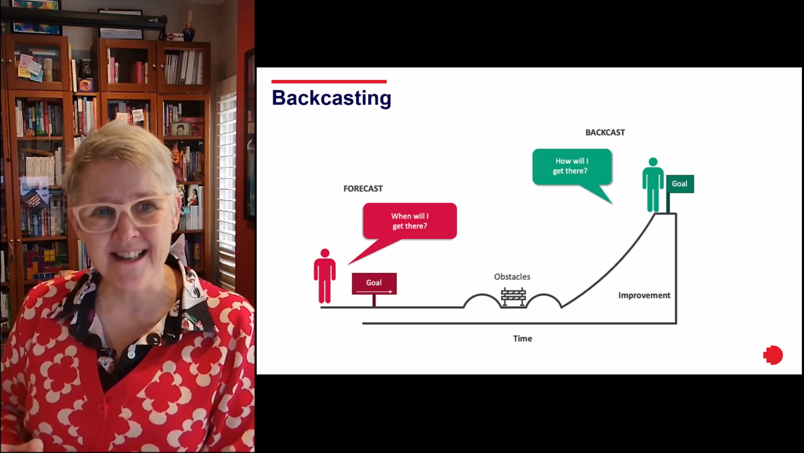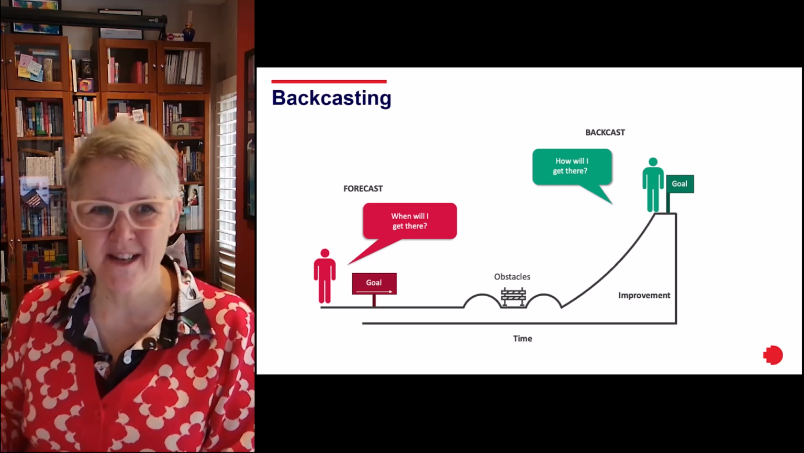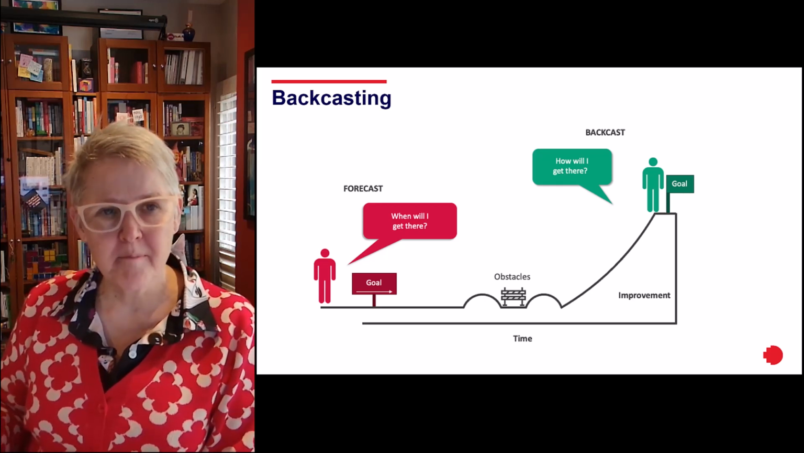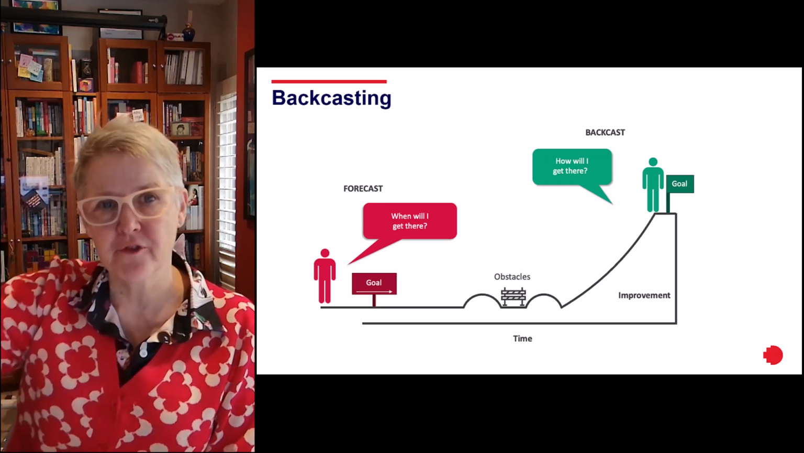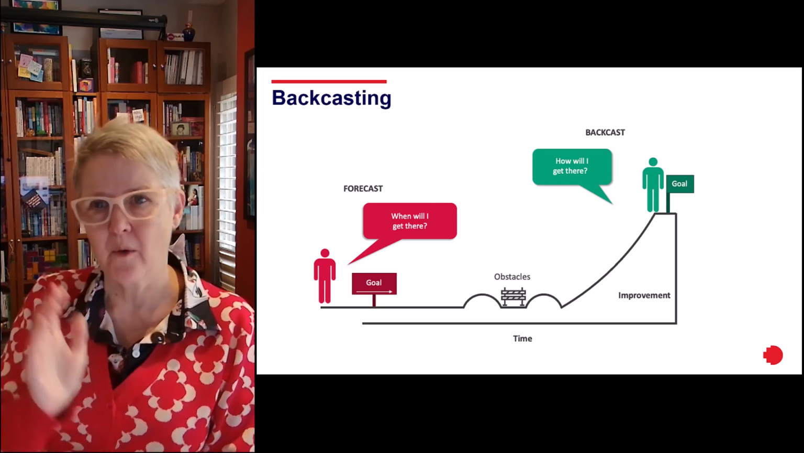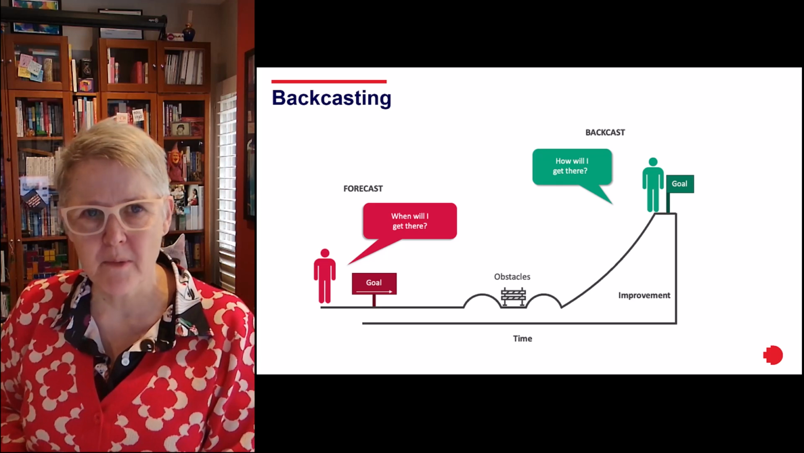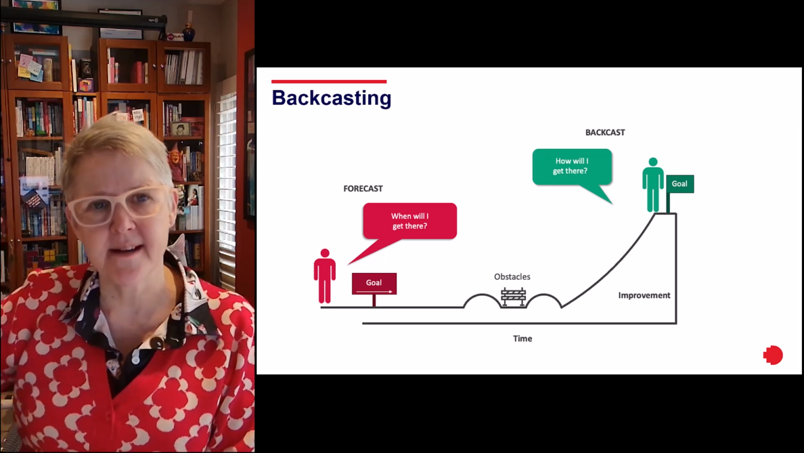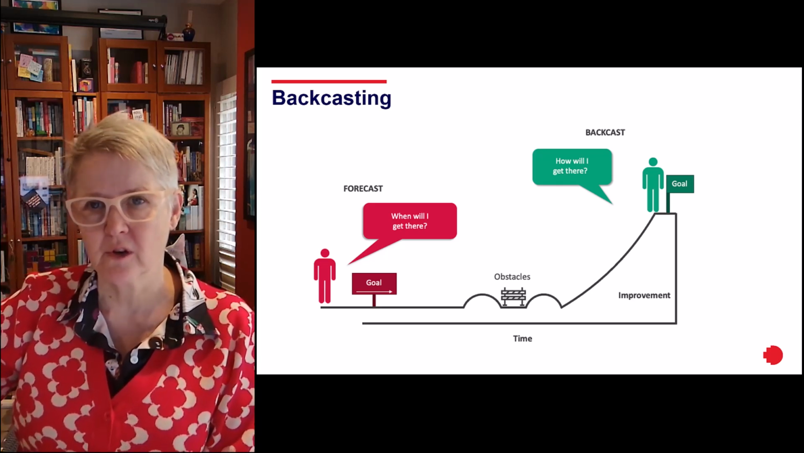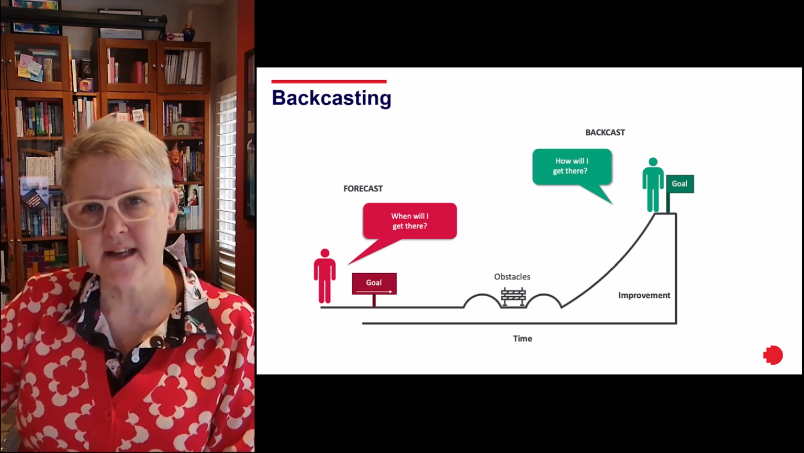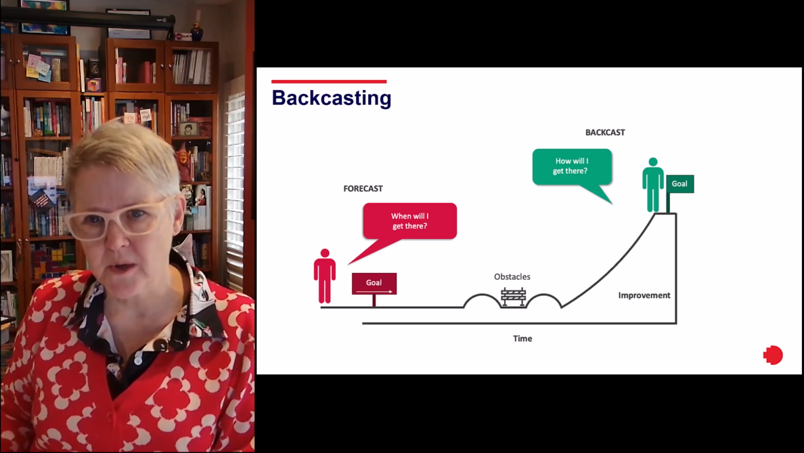So backcasting is kind of the opposite of forecasting. Rather than guessing what the future might look like and trying to work out which different scenario might be more or less probable, backcasting is about identifying what we want the future to look like and then articulating what the steps are to get there.